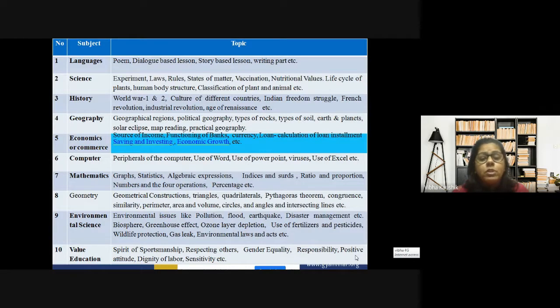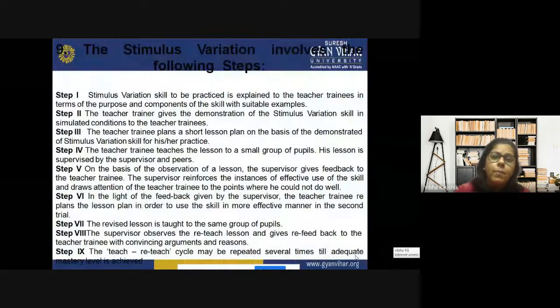Value education: spirit of sportsmanship, respecting others, gender equality, responsibility, positive attitude, dignity of labor, and sensitivity. The stimulus variation involved the following steps. The first one: the stimulus variation skill to be practiced is explained to the teacher trainee in terms of the purpose and components of the skill with suitable examples.